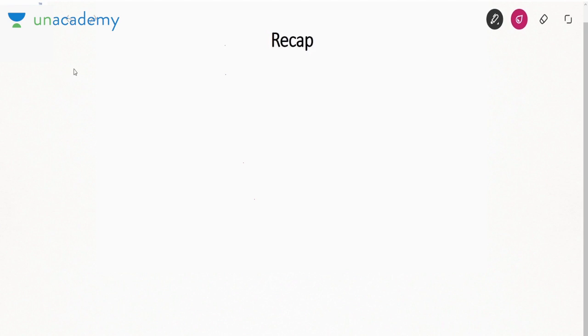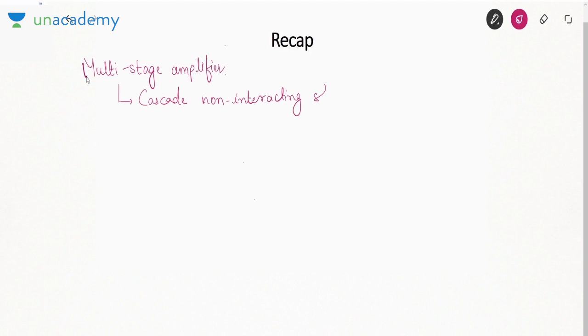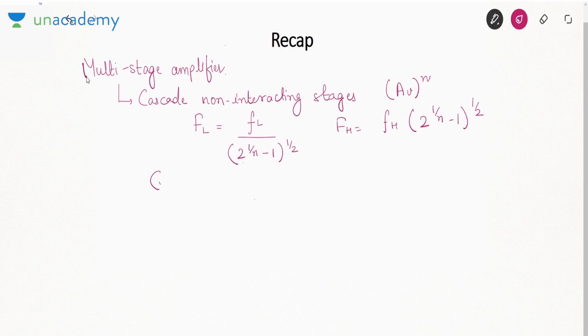Hi guys, in the previous lecture we started with the basics of multi-stage amplifier. Initially I told you why we need a multi-stage amplifier. It is to increase the gain and to satisfy the requirements of input and output resistance. Later I told you we can cascade non-interacting stages. When we cascade non-interacting identical stages, the gain is raised to the power n. But at the same time, the lower cutoff frequency becomes FL divided by root of 2 to the power 1 by n minus 1, and the upper cutoff frequency becomes FH into root of 2 to the power 1 by n minus 1. So we say that gain increases and bandwidth reduces.